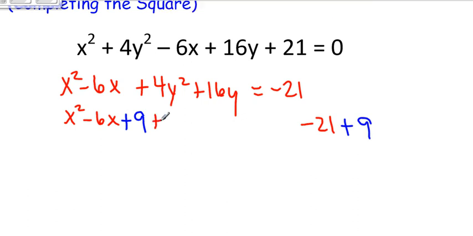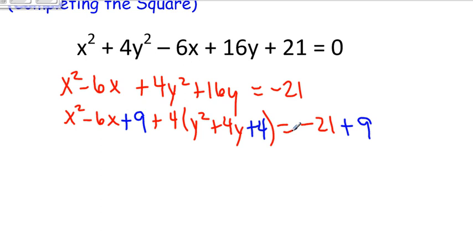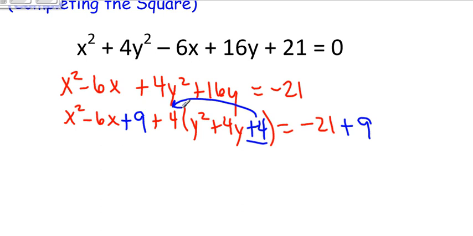Okay, got to pull out the common multiple of 4 here. So I'm going to have 4 times (y squared plus 4y). Completing the square, 4 divided by 2 is 2, and 2 squared is 4. So we're going to add 4. And we have to add 4 to the right side as well, right? No, not here. We're not putting just the 4. We have to bring that 4 and multiply it by the 4 in front. So we're actually going to be adding the 16.